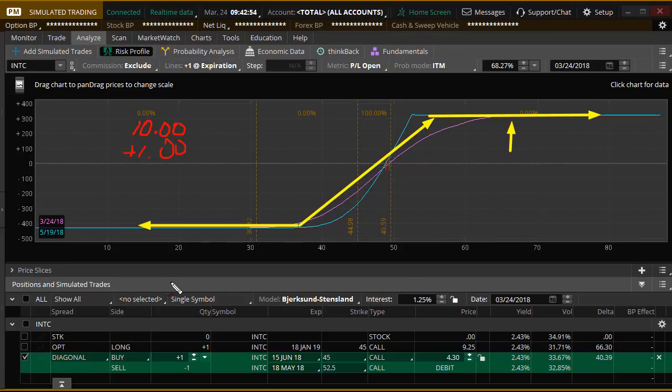$9. If we do it the next month, collect $1, our max risk in the trade is now $8. Okay? Yeah, we're reducing that cost basis because we're collecting premium to the trade. We're reducing our cost of the trade.